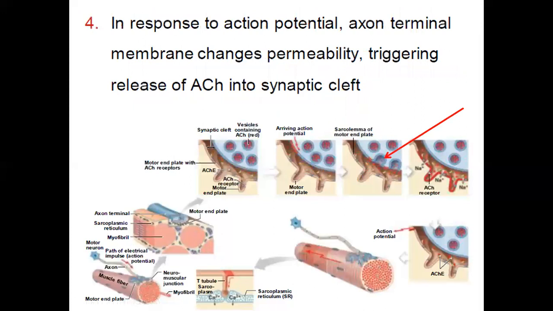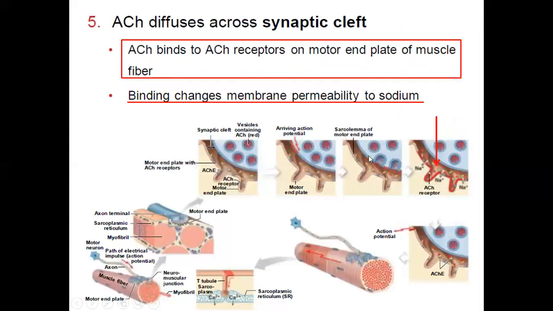That's what these two slides are just mentioning, right? So the action potential, its job is to stimulate the release of acetylcholine. Acetylcholine then has a receptor on the motor end plate. And that receptor, when acetylcholine binds to it, changes the permeability, how much sodium is allowed to move across that membrane. So acetylcholine diffuses across this space.